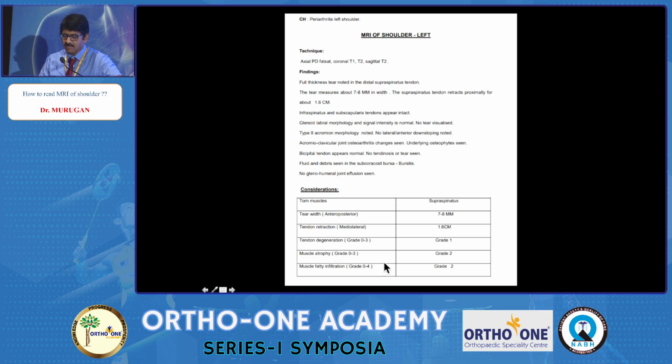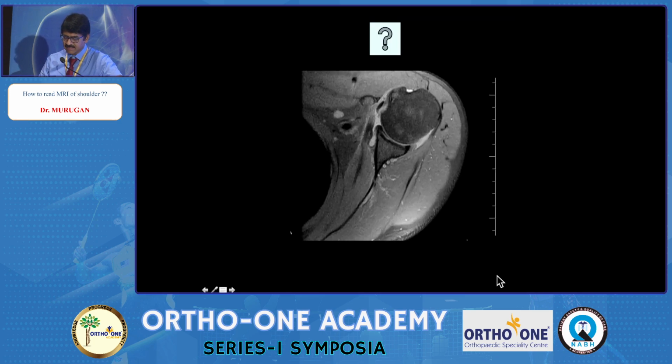If you look at this, it shows everything: the muscle involved, the width, the retraction, the tendon degeneration, atrophy, etc. So I want to have a self-assessment. Can anyone make out the pathology here? Can anyone? 15 seconds.